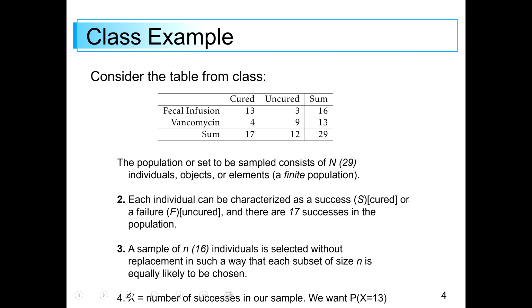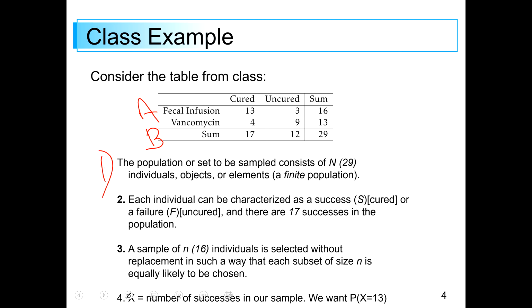So let's go back to our original example and see why that's the case. So here's A and B. So what's the setup? We randomize people. They're either on treatment A, they're on treatment B. Then we can see if they're cured or they're not cured. Then we want to see what's going on. So why is this a hypergeometric? So let's go through step by step.